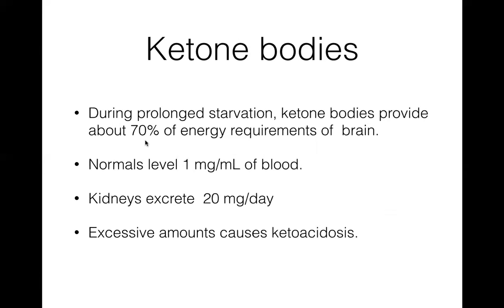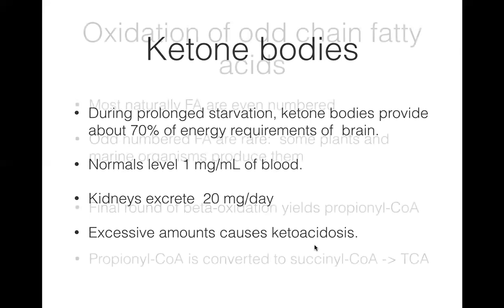We do produce ketone bodies under normal circumstances, however, but it is only up to 1 milligram per ml because the kidney can excrete up to 20 milligrams per day. However, during prolonged starvation and in uncontrolled diabetes mellitus, the excessive production of ketone bodies can cause ketoacidosis, which may be lethal because it can cause cerebral edema and ultimately death.